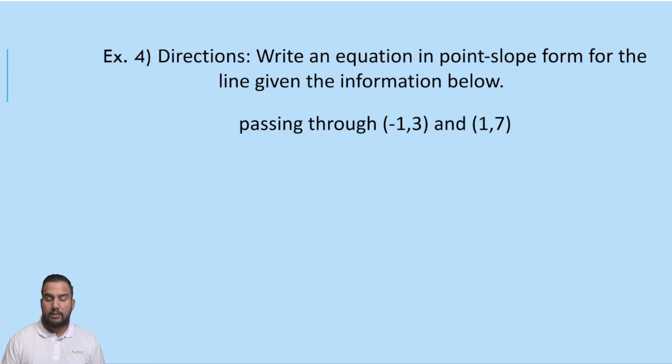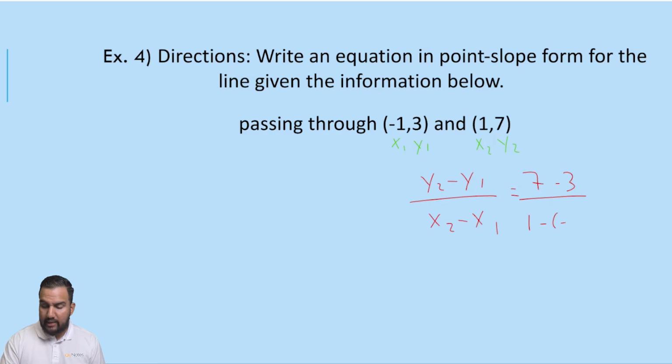So first I have to ask myself, okay, how do I find the slope when I'm given 2 points? Notice the first point is x1, y1, and the second one is x2, y2. So because of that, I know my formula is going to be y2 minus y1 over x2 minus x1. And when I work this out, I'm going to get 7 minus 3 over, be careful, 1 minus negative 1.